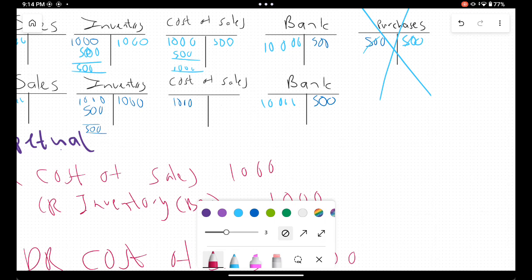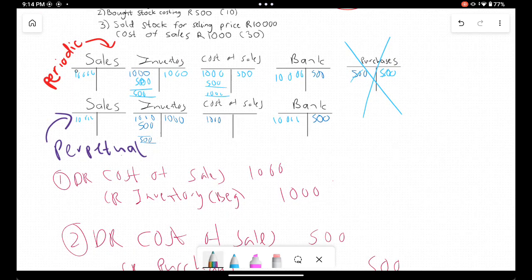Let me get a nice color out. Yeah, the big color. Wait, let me make this thicker. Right. Now, you got a 10,000 rand balance in the sales in the periodic, you got a 10,000 balance in the perpetual. You got a 500 rand balance at the end of the inventory, you got a 500 balance in the perpetual. You got a 1,000 rand balance at the end of the periodic, you got a 1,000 rand balance of the cost of sales in the perpetual.